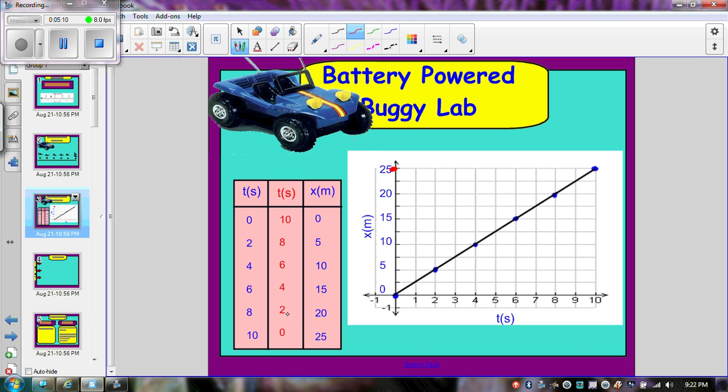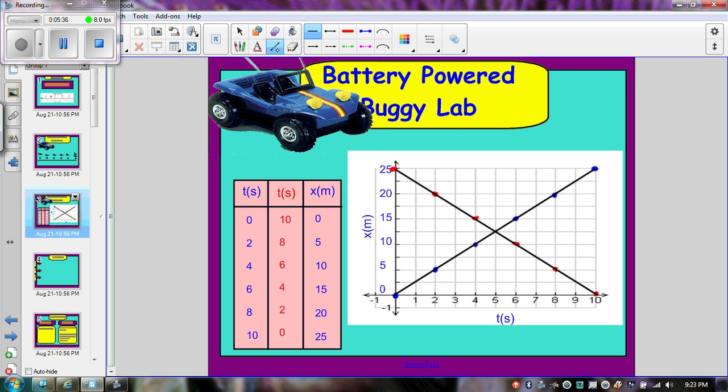Then at 2 seconds, the car was at the 20-meter mark. At 4 seconds, it was at the 15-meter mark. At 6 seconds, it was at the 10-meter mark. At 8 seconds, it was at the 5-meter mark. And then finally, at 10 seconds, it had returned back to the 0-meter mark. Once again, this would create a linear fit. However, the difference here is that the linear fit has a negative slope.